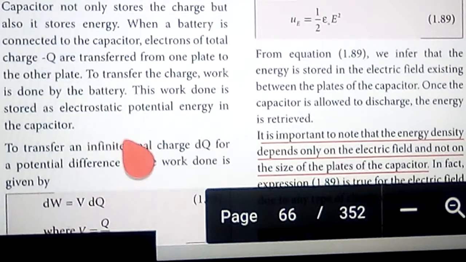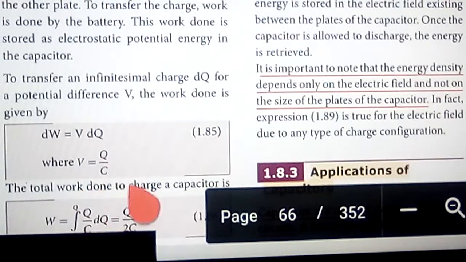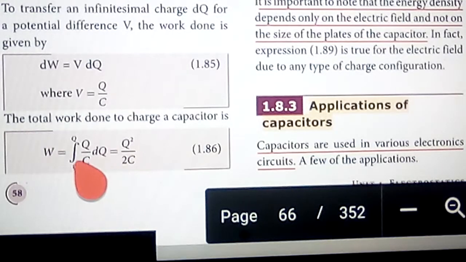Now to transfer an infinitesimal charge dq for a potential difference V, the work done is given by the expression dW equal to V dq, where this V is given by Q by C. So the total work done to charge a capacitor is given by the expression W equal to integral 0 to Q of Q by C dq, that's equal to Q square by 2C. Because here we are charging the capacitor from 0 to a total charge of Q, therefore the limits are 0 to Q. That you can take as equation 1.86.